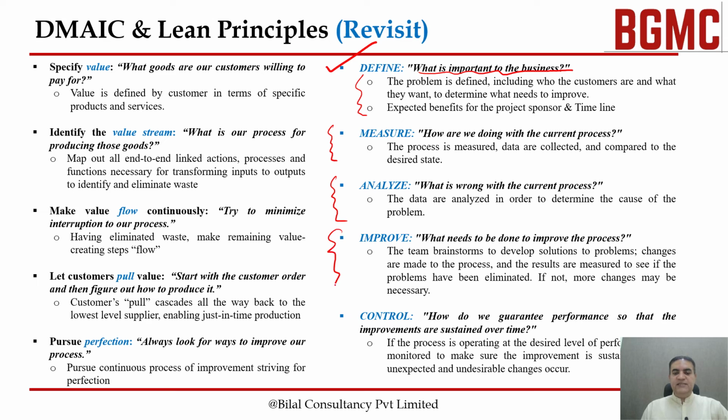And in the improve phase, as we have discussed, that is going to be done to improve the process. We are trying to develop the appropriate solution based on the root causes which we have identified in our analyze phase. If that solution is effective, well and good. If it is not, we change the solution if it is necessary. And at the end, once we have done the improvement, in the control phase, which is the next phase, we try to guarantee that the improvement which we have done is stable over time.